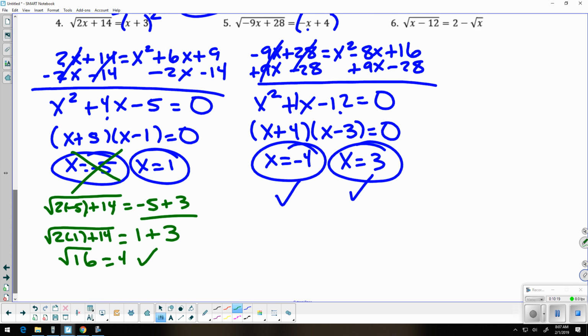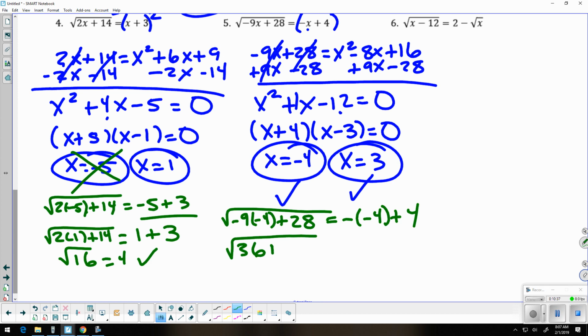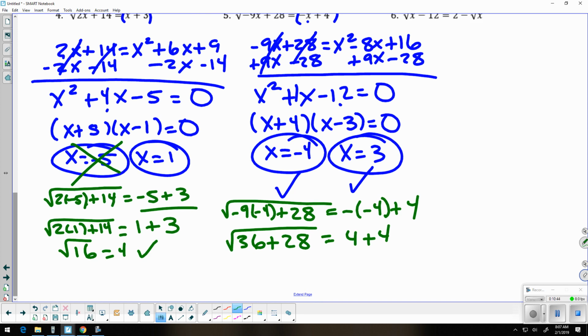When you plug in negative 4, you're saying the square root of negative 9 times negative 4 plus 28 is going to equal negative 4 plus 4. So when you actually plug in negative 4, you got that negative 4, like I said. So this would be 36 plus 28 equals, this would be positive 4 plus 4. So negative 4 makes that positive 4 plus 4. 36 and 28, let's see, 6 and 8 is 14, carry the 1. So that'd be 64. The square root of 64 equals 8. And that's a true statement. Okay, so negative 4 works.